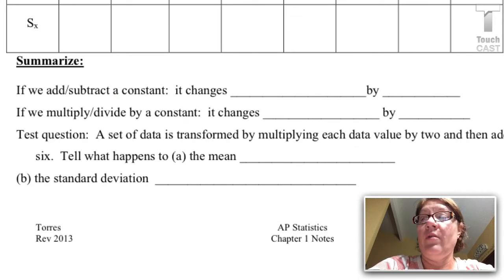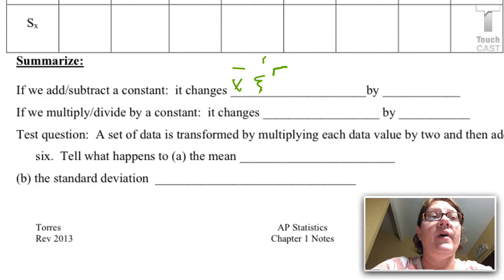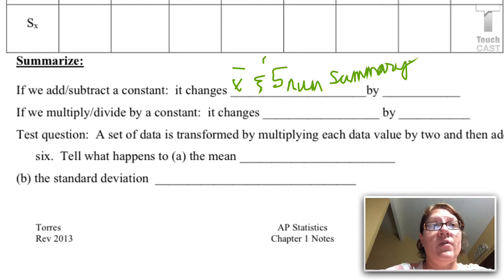So hopefully what you noticed is that if we add or subtract, then both the mean and the 5-number summary change by exactly that value. So they increase, and so in the first case they increased by 5, in the second case they decreased by 4. So they change by adding or subtracting that value.